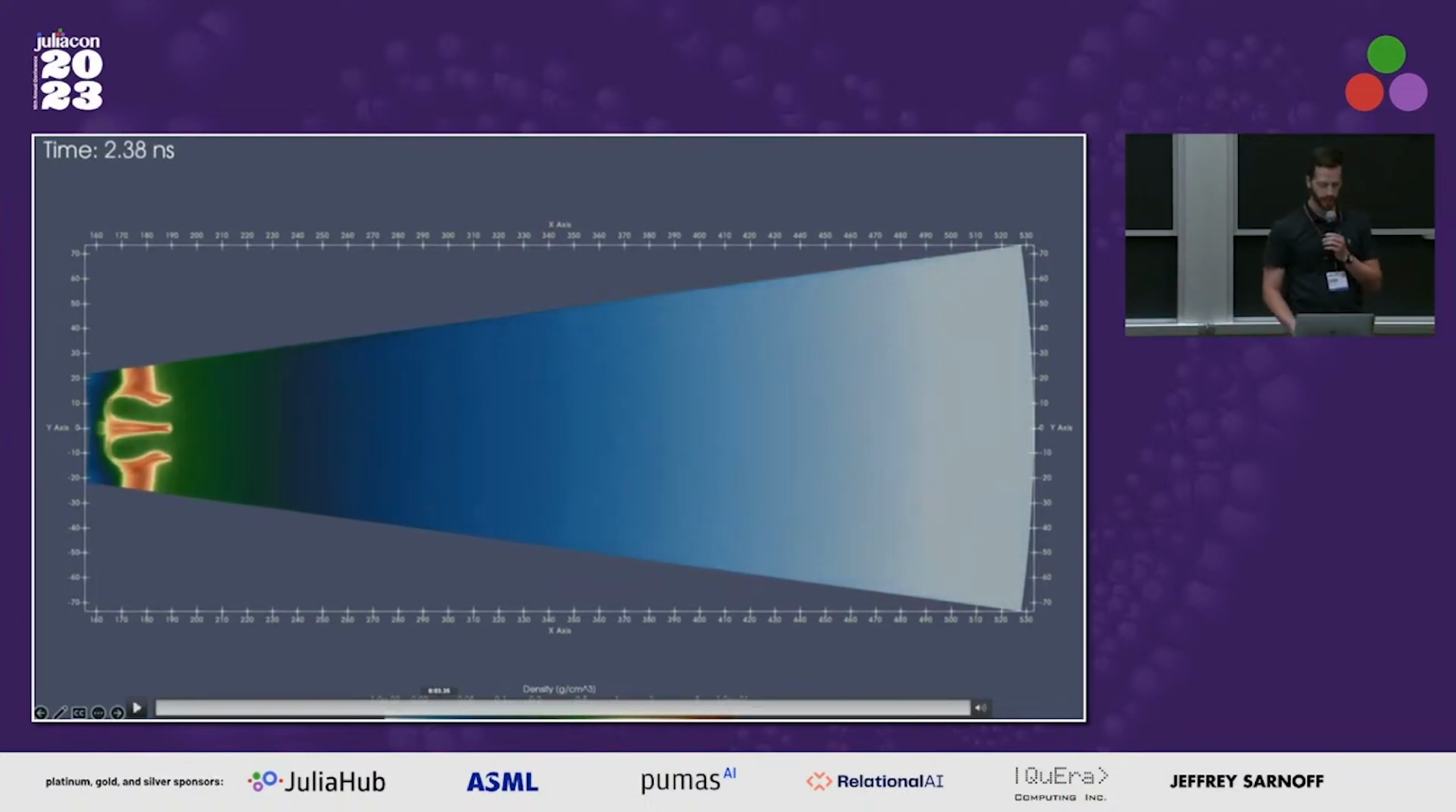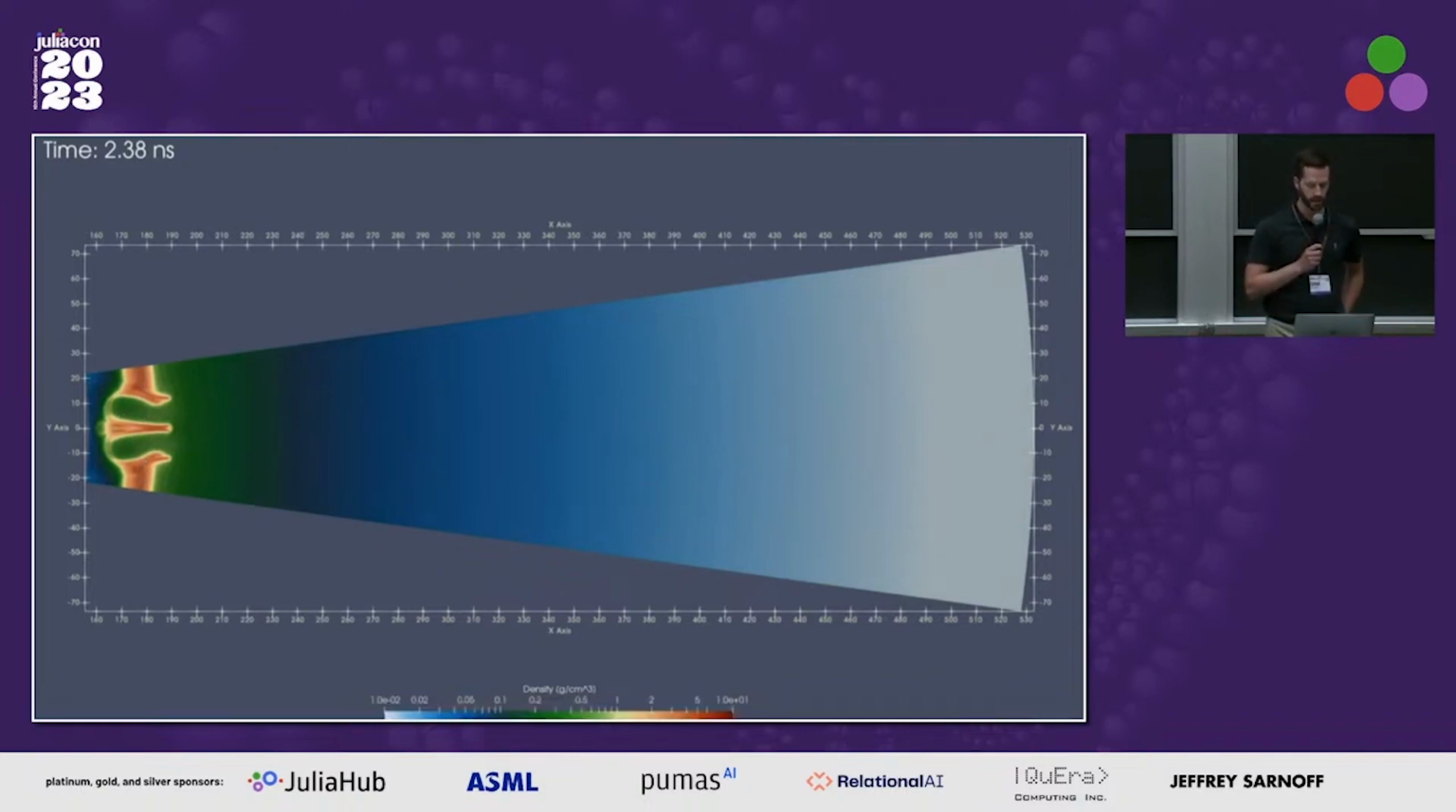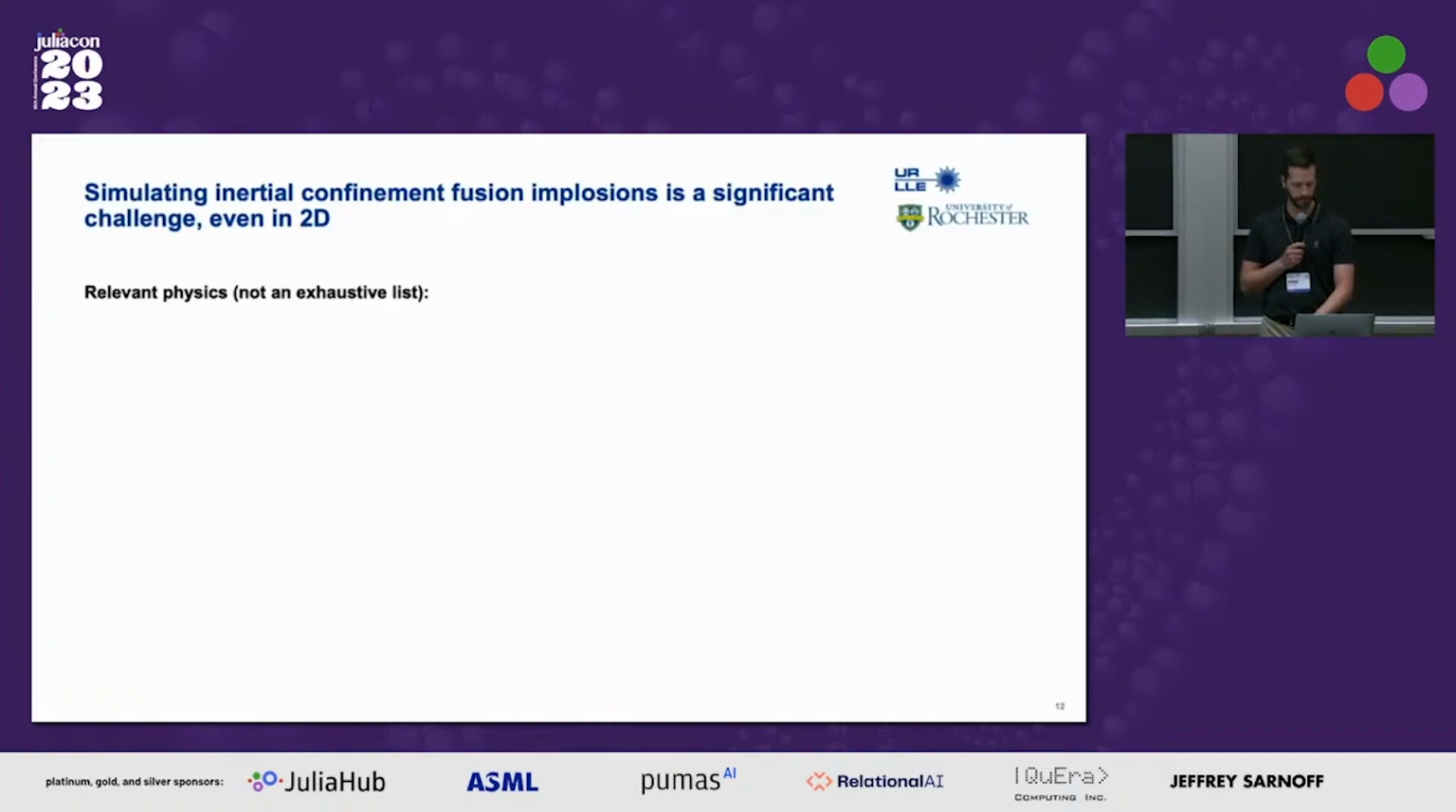So what is happening here is we have the dense shell, and we see all sorts of instabilities form because of this tiny defect. And it ends up later on in the implosion, when we get to where we want to compress the gas in the middle, we have holes that form, and we no longer get ideal compression. So this is a bad thing. Simulating these is a significant challenge, even in 2D.